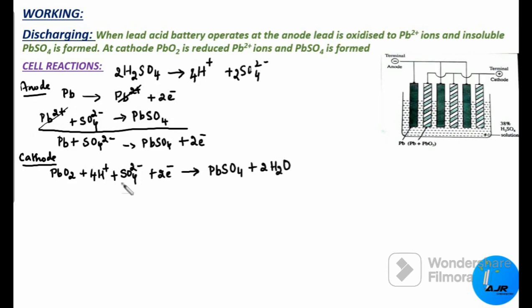Check whether the reaction is balanced. Here 4H, here also we have 4H. How many oxygen here? 4 plus 2, 6. So here also 4 plus 2, 6. So it's balanced. Now see the anodic part and the cathodic part. Now let us write the overall reaction. This is the anodic reaction, and this is the cathodic reaction.